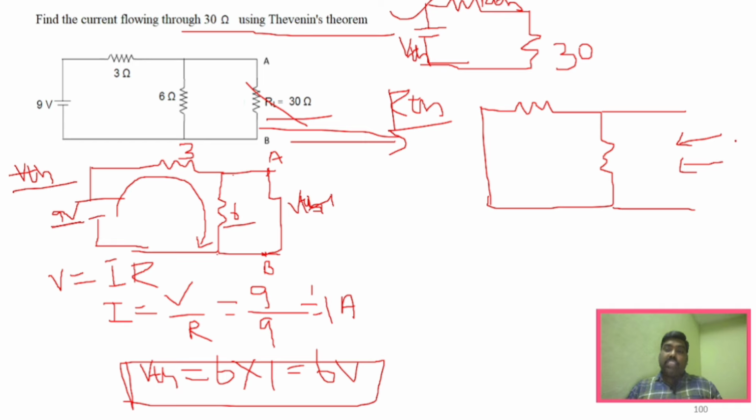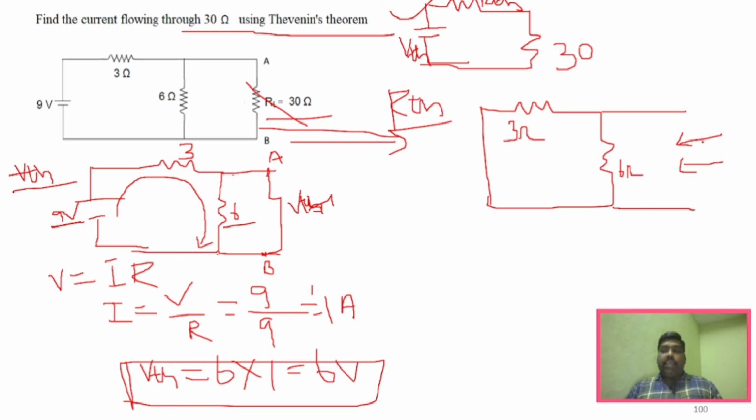We have to approach the circuit from this side, right? So this is 3 ohm, this is 3 ohm, and this is 6 ohm. Clear so far? Now, if you see VTH, while calculating VTH, we have the voltage source here. So we approach the circuit from this side, where this 3 and 6 becomes series. So it becomes 9, right?